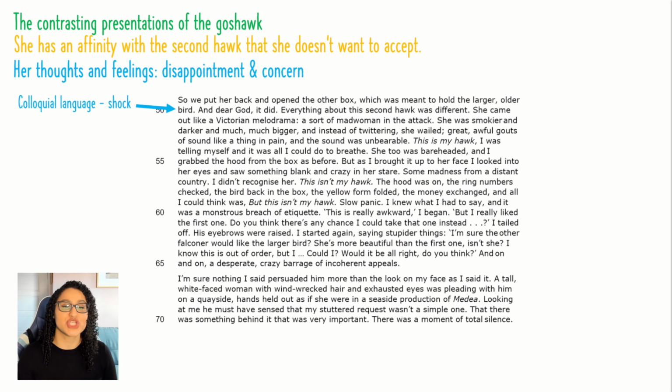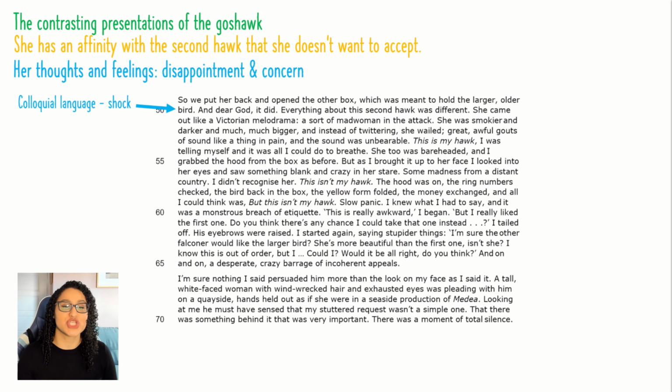What she then says though, right at the end of that first paragraph, "and on, a desperate, crazy barrage of incoherent appeals." How that word choice echoes our imagery of our bird. Crazy, desperate. Lots of emotions, lots of emotional instability. Then look at this second paragraph. Now, for the first time, the focus is shifting onto Macdonald herself. We haven't really had up to this point any sense of how she is presented and what she looks like. And now we get that.